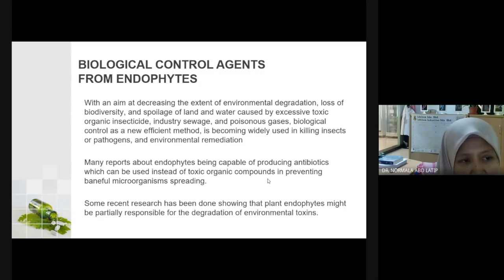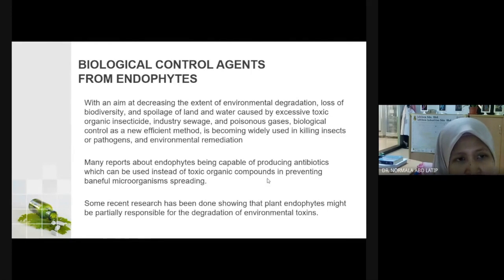There are also many reports about endophytes being capable of producing antibiotics, which can be used instead of toxic organic compounds in preventing the spread of beneficial microorganisms. Some recent research shows that plant endophytes might be partially responsible for the degradation of environmental toxins. Endophytes are also very interesting now.